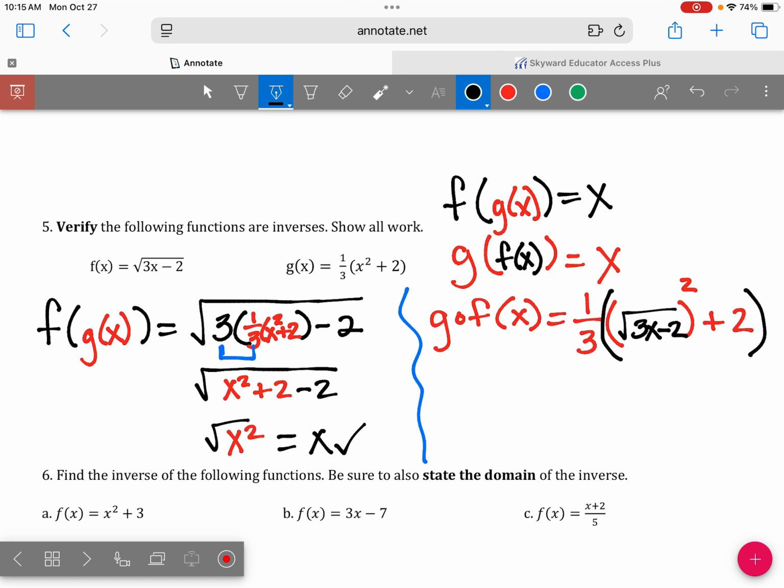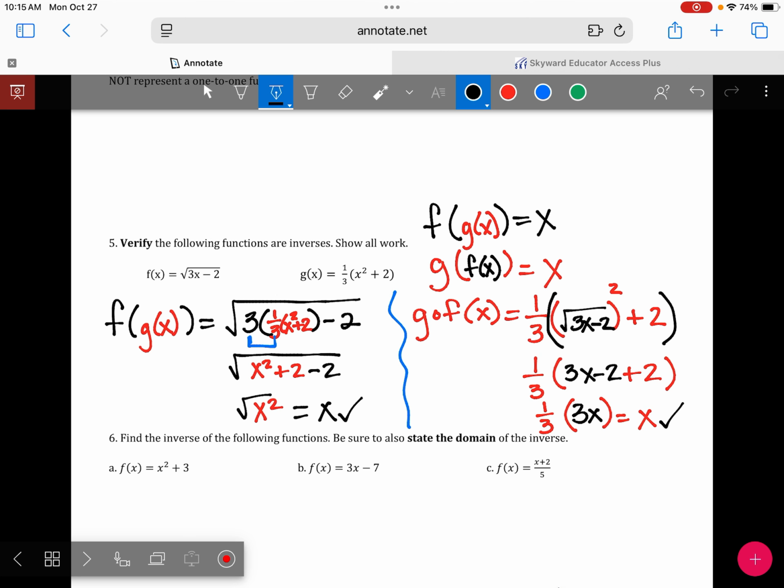Well, the first thing that's going to cancel is the square and the square root. So that's going to leave me with 1/3 times 3x minus 2. The second thing that would cancel out are my 2's. So then that would leave me with 1/3 times 3x, which is the same as just saying x. So again, you can see how they would both work.